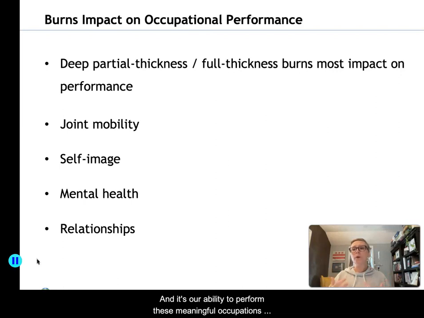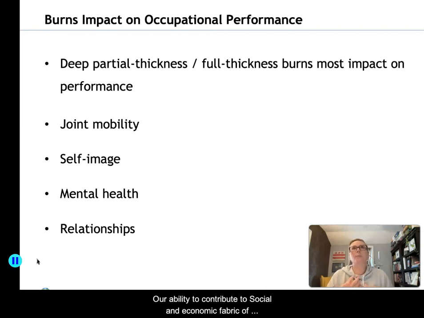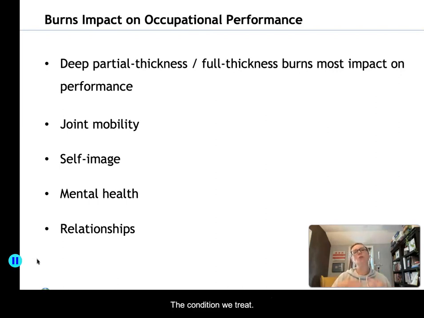And it's our ability to perform these meaningful occupations that are culturally defined, age appropriate, and that we enjoy. They are our ability to contribute to the social and economic fabric of the community. Everything that puts meaning into our life, that is occupation. So we're really going to focus on how these clinical conditions impact occupational performance. Because remember, we don't treat the condition, we treat the human that happens to have this condition. And you will work with clients who have multiple of these conditions within the same package.